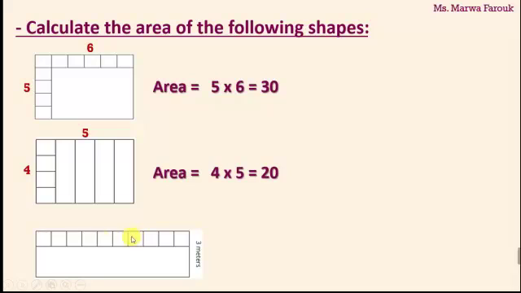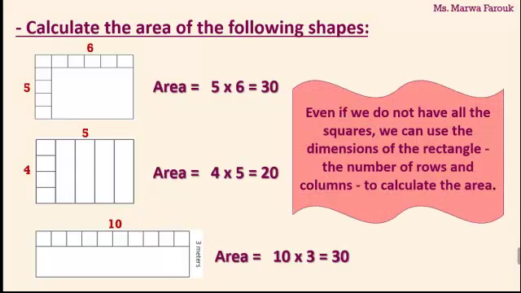What about this shape? I only have columns and I don't have rows here. Okay, let's count how many columns. 1, 2, 3, 4, 5, 6, 7, 8, 9, 10. So I have 10 columns. And how many rows? I don't have rows, but I have 3 meters. He gave me a number. It's 3 meters. So I am going to multiply 10 by 3, and 10 times 3 equals 30 square units. So even if we don't have all the squares drawn, we can use the dimensions of the rectangle, the number of rows and the number of columns, to calculate the area.